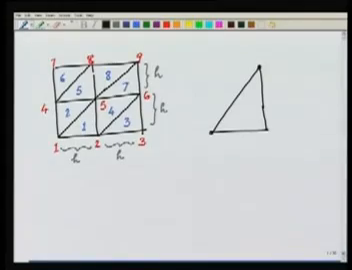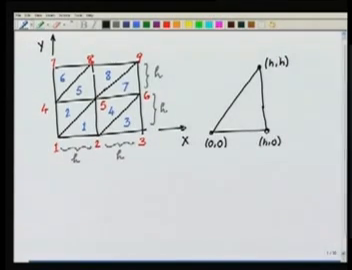So let's take element 1 as an example. Element 1 is this. If I look at the coordinates of element 1, let's say my coordinate system that I have employed is like this. This is the origin O, this is the x-axis, this is the y-axis. So the coordinates of the nodes of the element 1 are (0, 0), (h, 0) and (h, h). And remember that the first one is global node 1, the second one is global node 2, and the third one is global node 3.